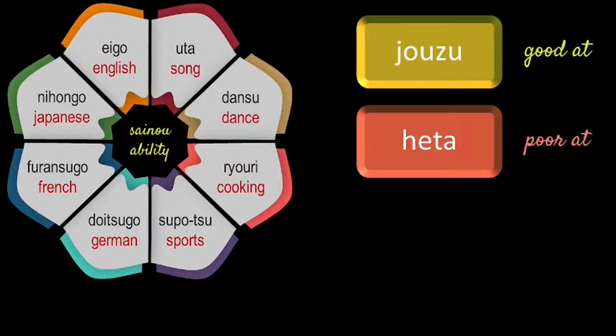Next, let me go to two words which refer to a person's ability. Jozu means good at something or skillful, and heta means poor at something or unskillful. You would have learned both of them if you have watched my previous video on na adjectives.